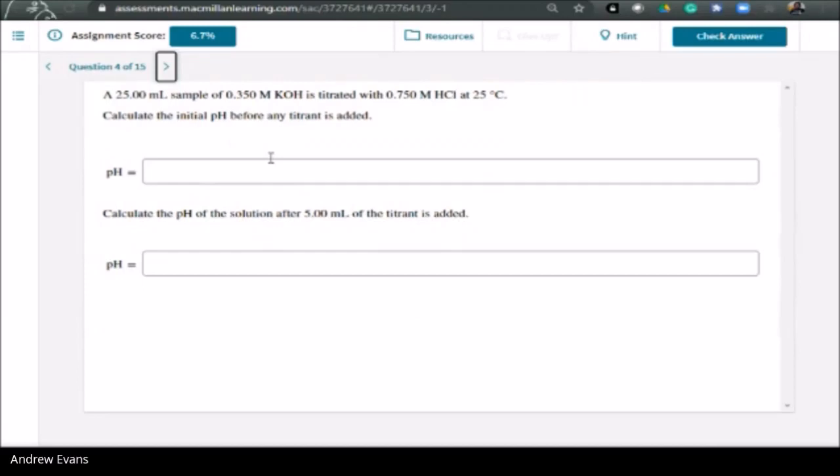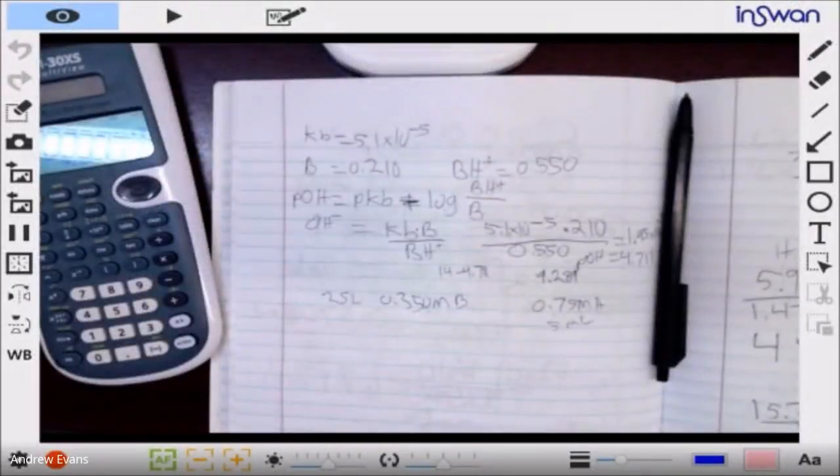Here's a real titration problem. There's two parts here. We have 25 mL of 0.35 molar base and 0.75 molar acid. They ask, what is the initial pH? And then what is it after adding 5 mL? So we're dealing with a base first, and then we are adding 5 mL of acid.